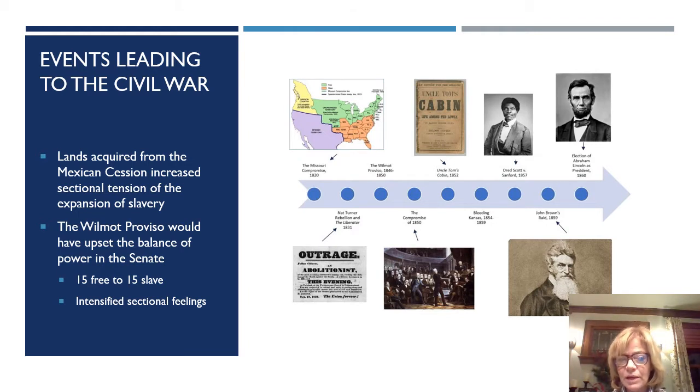Then California becomes a state because of the lawlessness there, and we're going to get the Compromise of 1850. So you see an image, a painting down below, the middle picture at the bottom. That's Henry Clay proposing the Compromise of 1850.